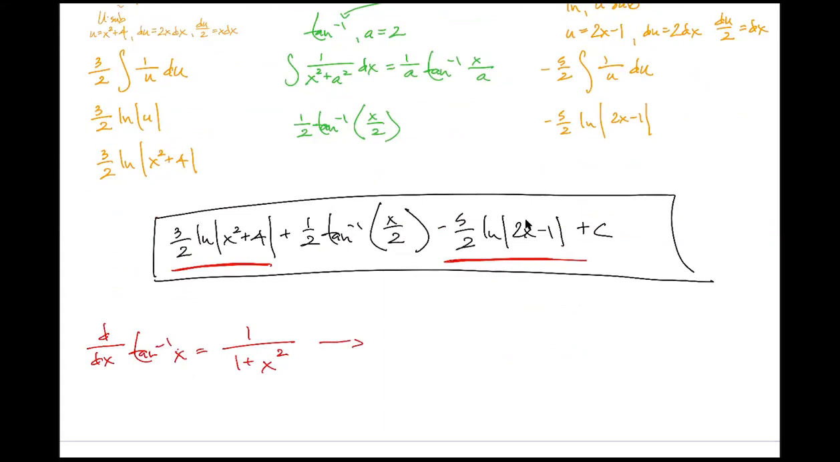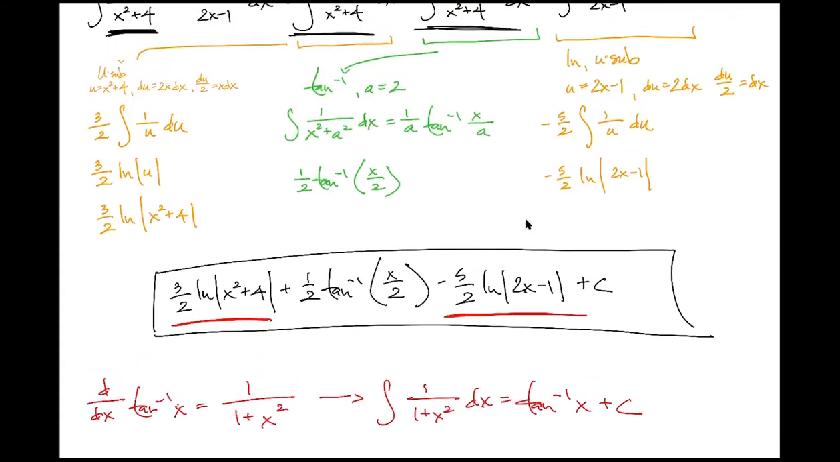What that means for us is that when we integrate 1 over 1 plus x squared, we should end up with arctan. Okay. The extension is just that sometimes our a value is not equal to 1, and so we need to think about how we compensate for that in our integral. Okay.